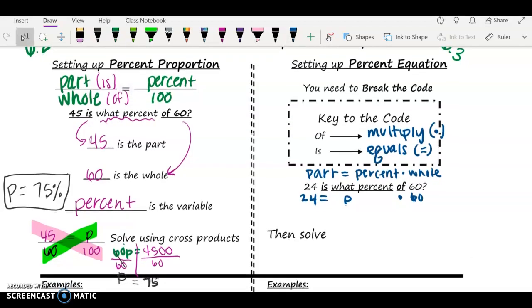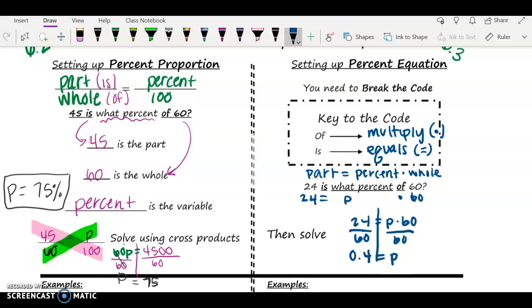So now we are going to solve that equation. I'm going to rewrite it so it's a little bit closer. I wanted you guys to see that literally as you read it, you can write your equation. So I'm just going to move them a little bit closer. So we have 24 equals P times 60. We're going to draw our line. And we're multiplying by 60, so the opposite is to divide by 60. And so when we do 24 divided by 60, we get 0.4 equals P.